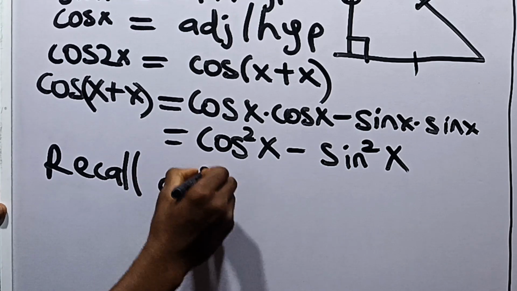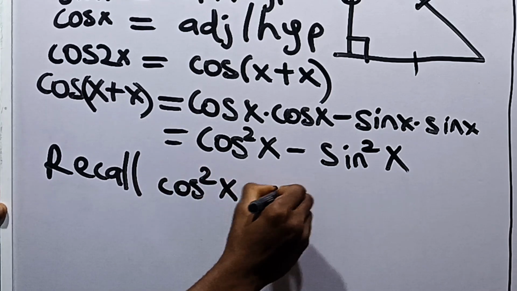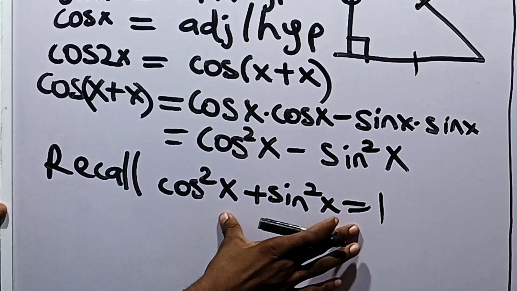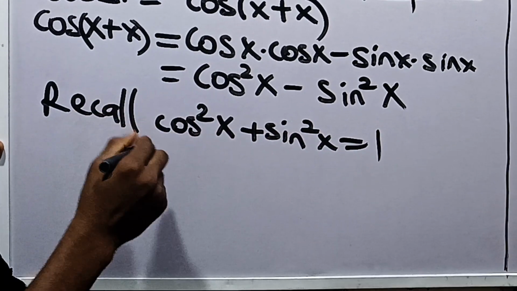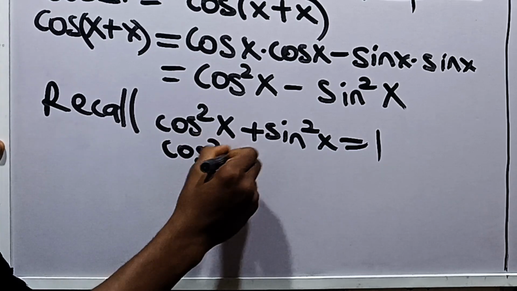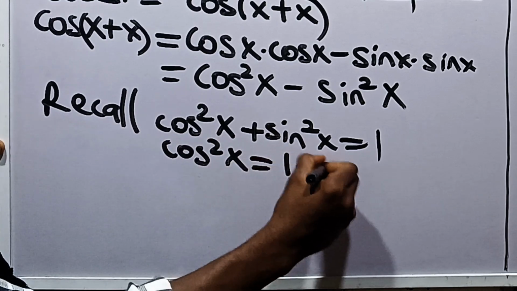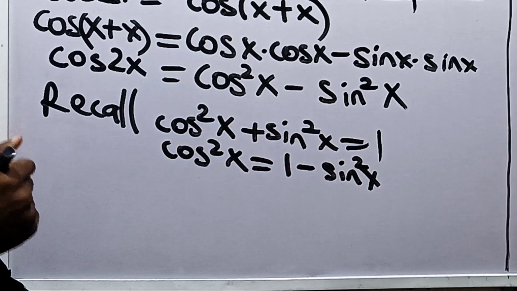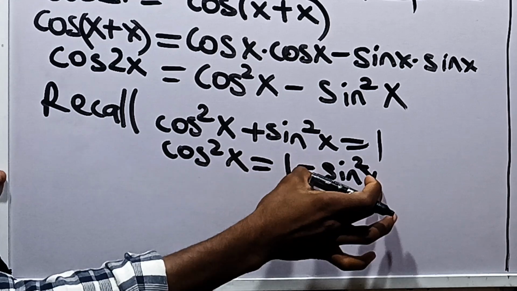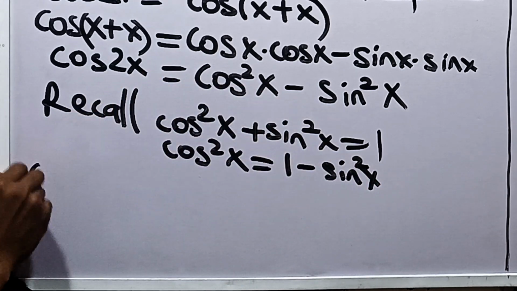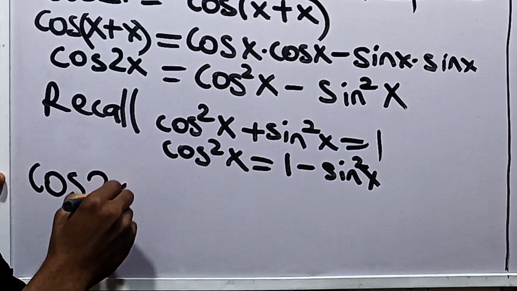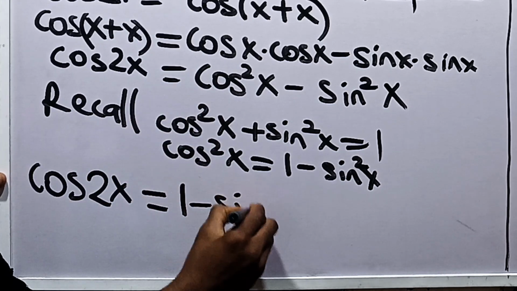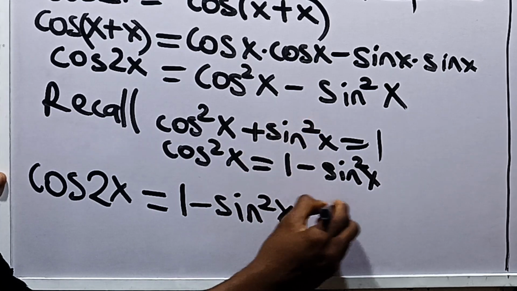Cos squared x plus sine squared x is equal to 1, okay? Now from here, we can say that cos squared x is equal to 1 minus sine squared x, right? So this is a trigonometric relation. So we can say, changing cos squared x with 1 minus sine squared x in this expression, that our cos 2x will become equal to, so instead of cos squared x, we now have 1 minus sine squared x. Then we have minus sine squared x.